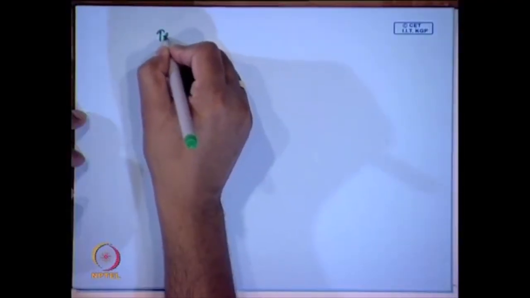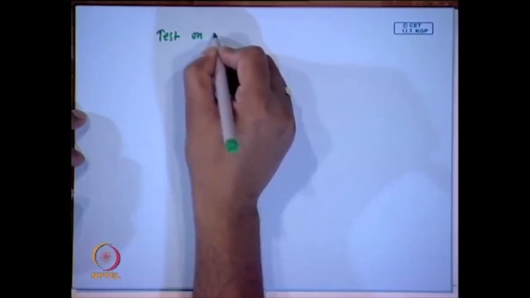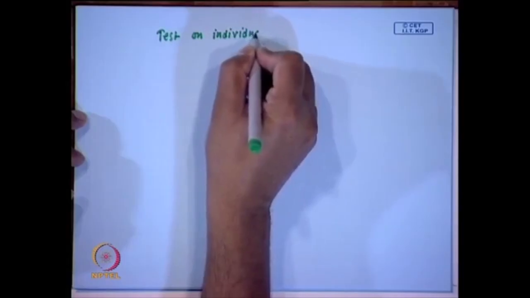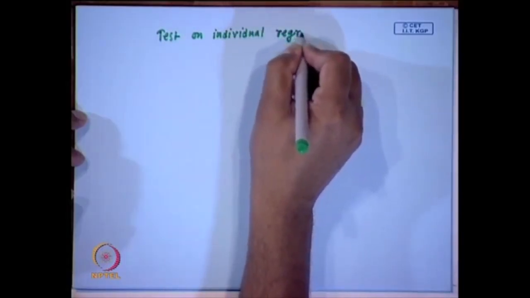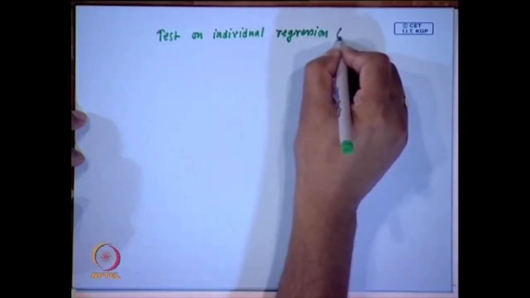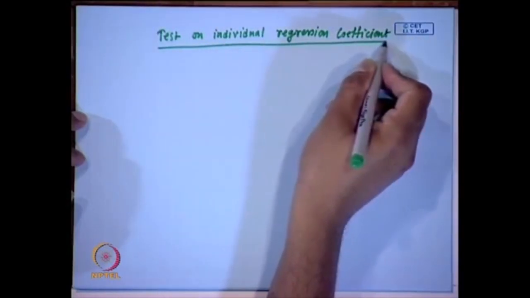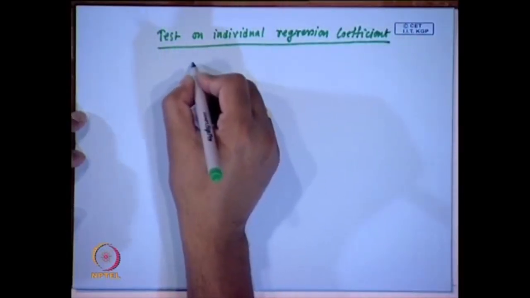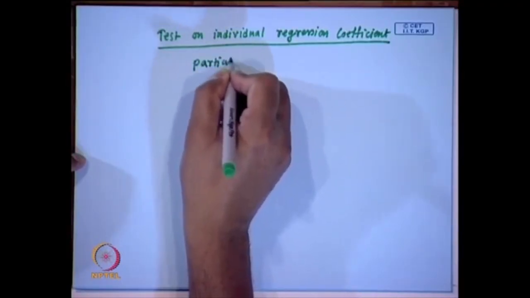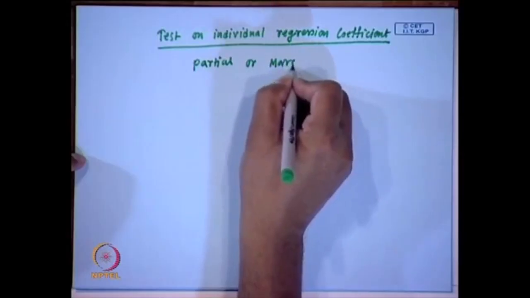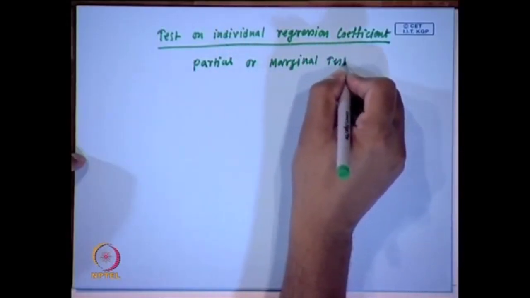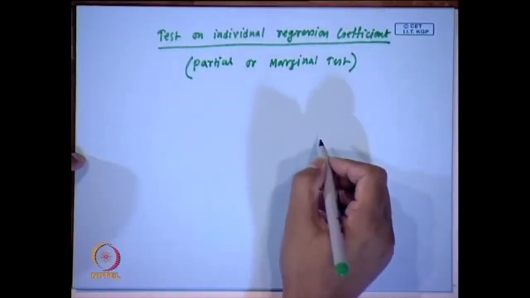So, we need to test regressor coefficients individually. So, test 4, test on individual regression coefficient. Okay, this is also called partial or marginal test. The previous one is called the global test. Okay, I forgot to mention that.